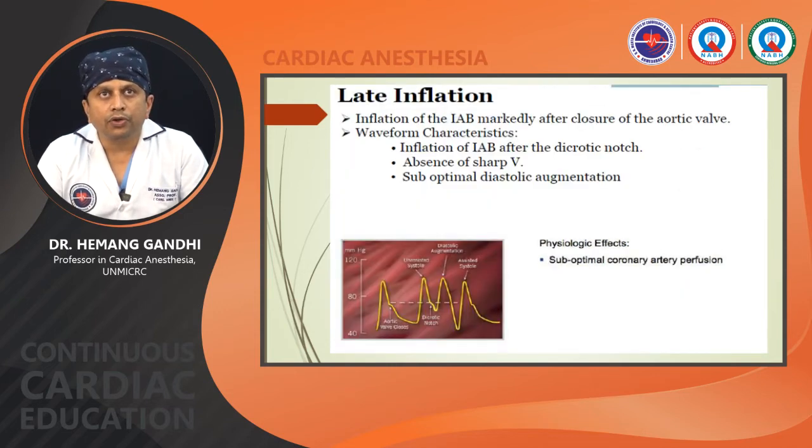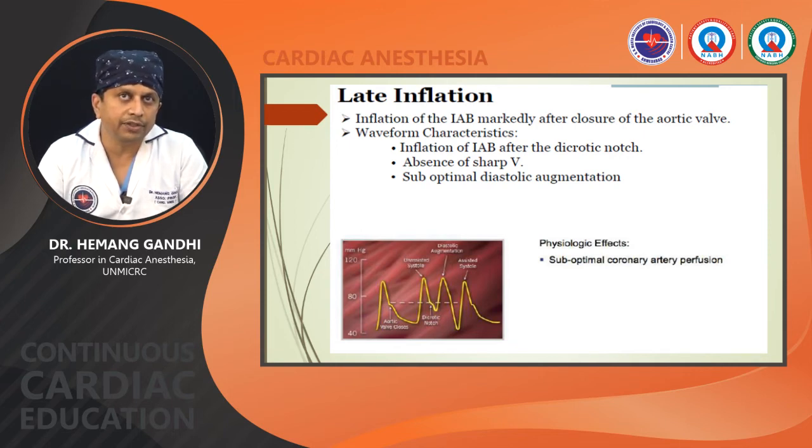Late inflation also affects the balloon function. This is inflation of the IABP markedly after the closure of the aortic valve, not immediately after the closure. After some time it inflates. So the waveform characteristic of this is inflation of the IABP after the dicrotic notch, not at the dicrotic notch as normally occurs. Here in the figure you can see it inflates after the dicrotic notch. This will lead to suboptimal diastolic augmentation, and this ultimately causes suboptimal coronary artery perfusion. So your goal of diastolic augmentation will not be achieved with late inflation.